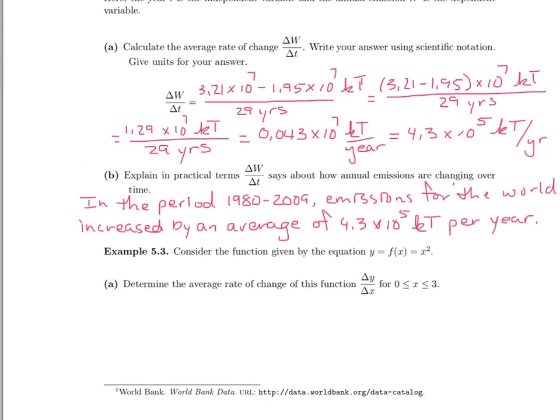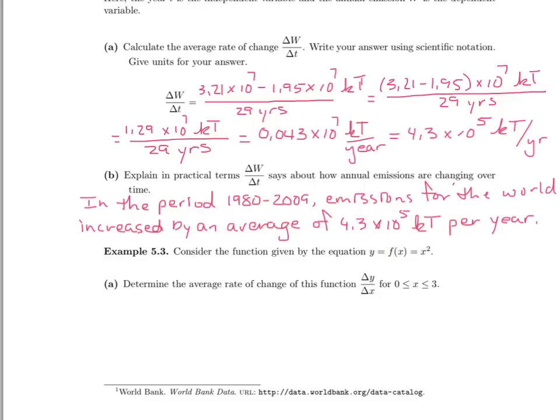So in this example, there's no context. We're not talking about emissions, we're not talking about time. In this example, we have a function, and we're assuming the function is given by this equation. So the letter x is playing the role of the input, the letter y is playing the role of the output, f is the name of this function.